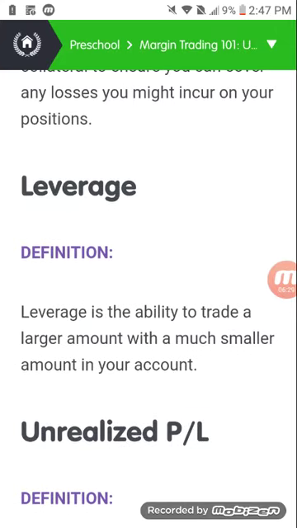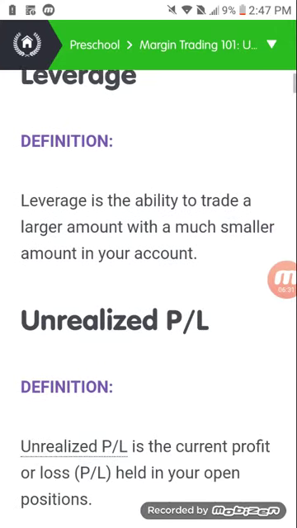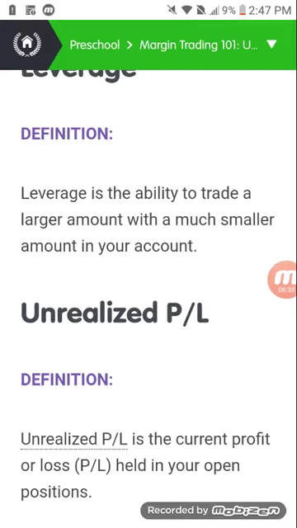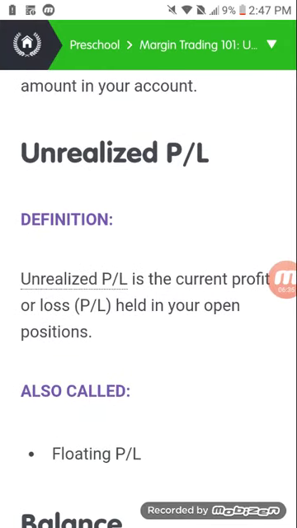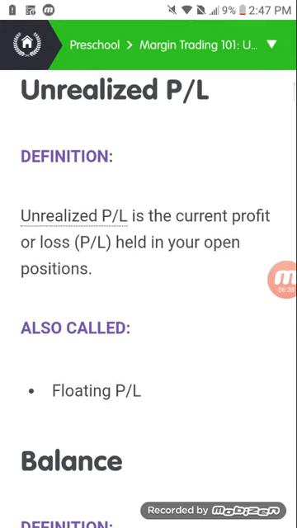Okay, leverage. Leverage is the ability to trade a larger amount with just a smaller amount of money in your account. Unrealized profit and loss. Unrealized profit and loss is a current profit or loss that's held in your open position until it's closed. It's also called a floating profit or loss because it's just floating around as a current profit or loss, held in that open position until you close it.